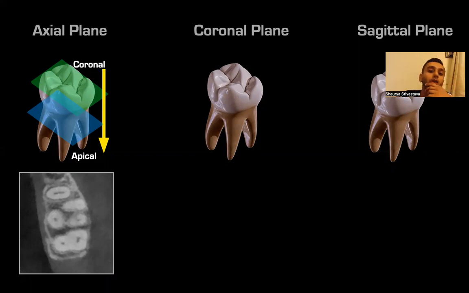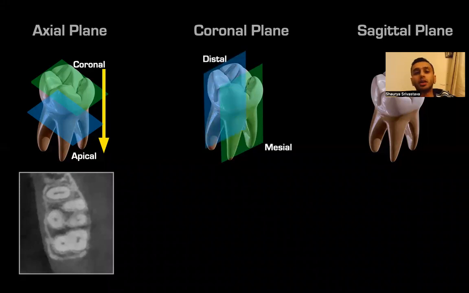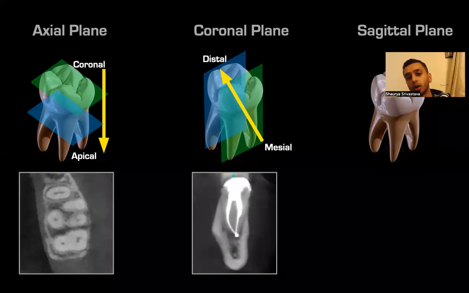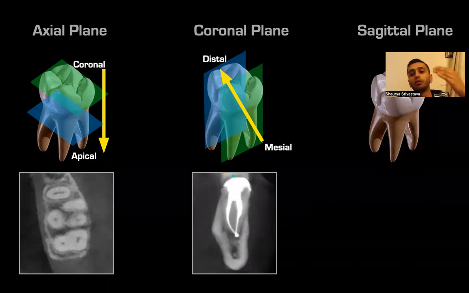Okay. In your coronal plane, you're going to be slicing the tooth from the mesial to the distal. So in that direction. Okay. So this is an image of your lower 6 probably. An endo has been done, and you can see the mesial root. So in that direction is where you're going to be viewing your CBCT. So you can go from mesial to distal.